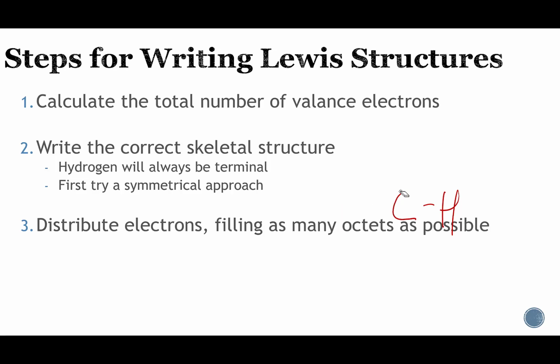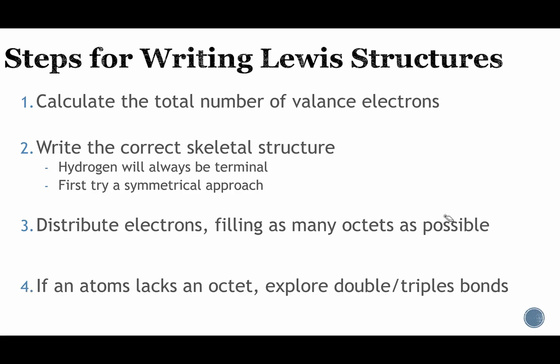After you have the skeletal structure, then you can distribute electrons, filling as many octets as possible. So I like to start with bonding pairs and then give out lone pairs from there. And then we'll talk more about this in a different video, but if you do steps 1 through 3, you don't have any more electrons to distribute, and somebody lacks an octet, then you can explore something called a double or a triple bond. But again, more on that in the future.